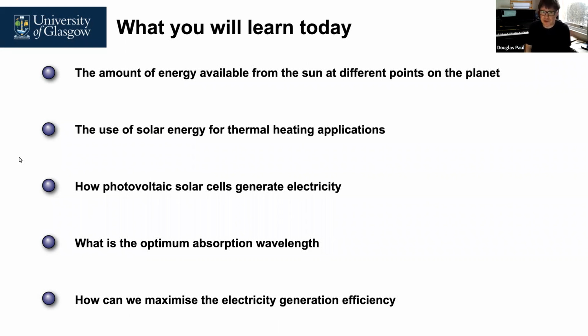The use of solar energy for thermal heating applications. So that's something that's maybe not so useful in every country, but it has an enormous impact, certainly in Western countries and certainly in the UK. How photovoltaic solar cells generate electricity, and what is the optimum absorption wavelength, as well as how can we maximize the electrical generation efficiency. So there's quite a lot of different topics to go through today, but as you'll see, it's really getting down to two key areas of solar generation that we're going to talk about.